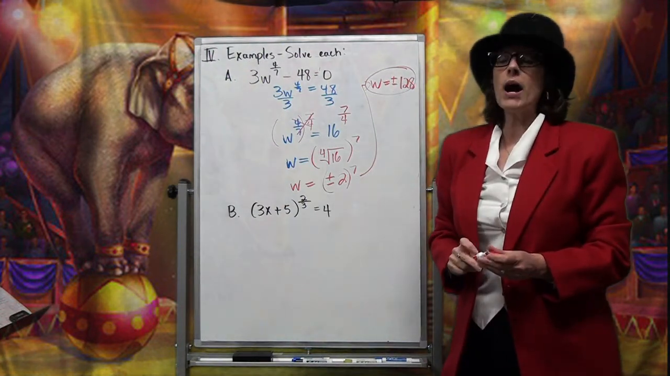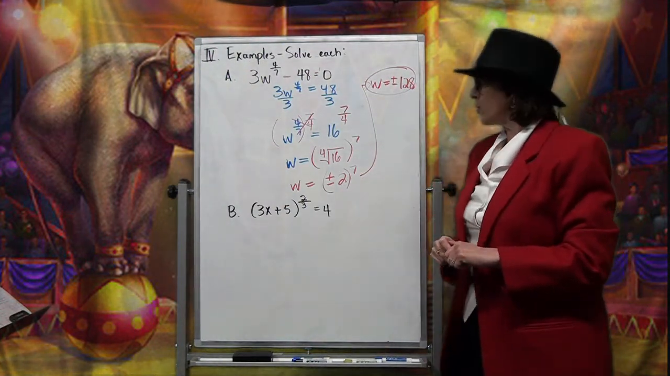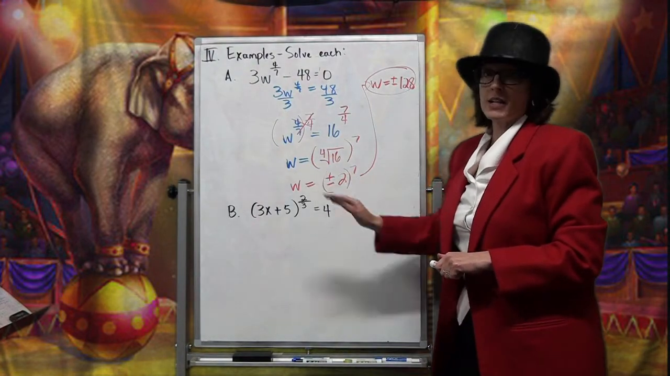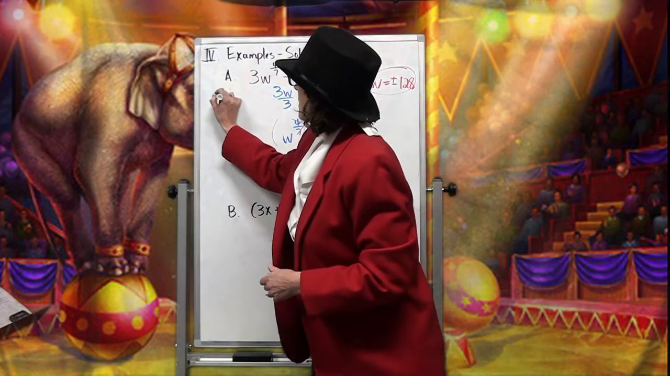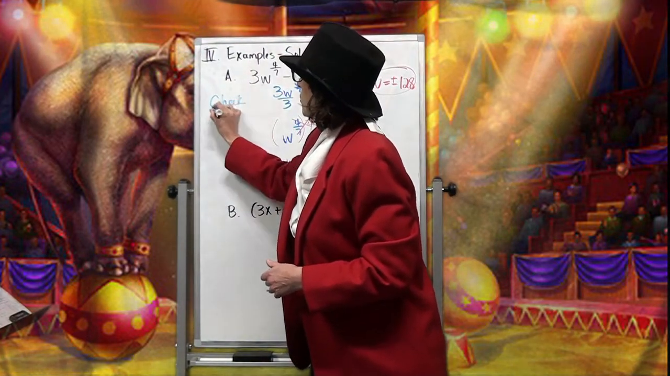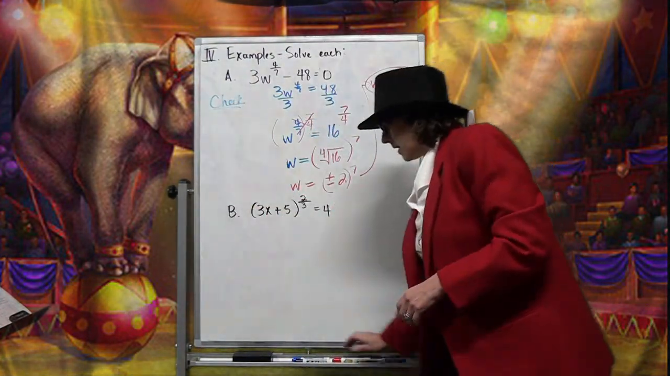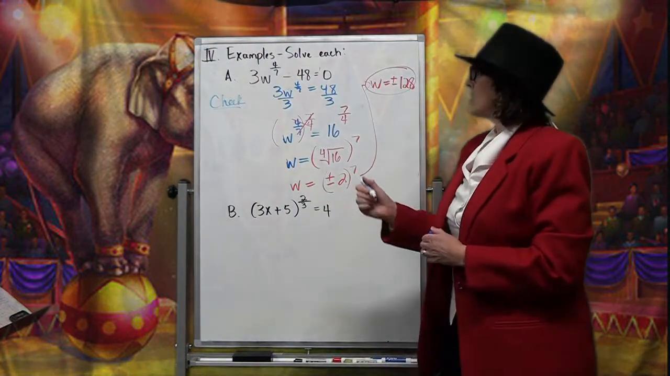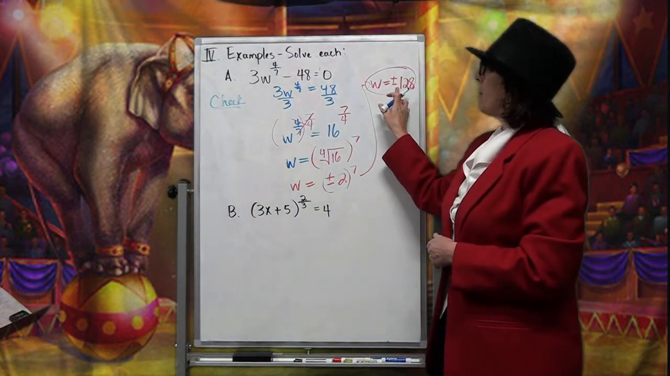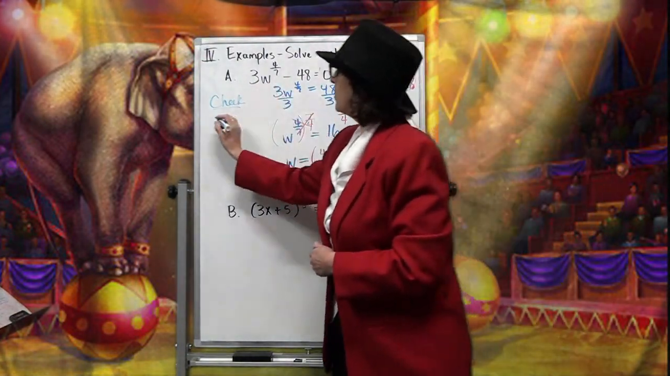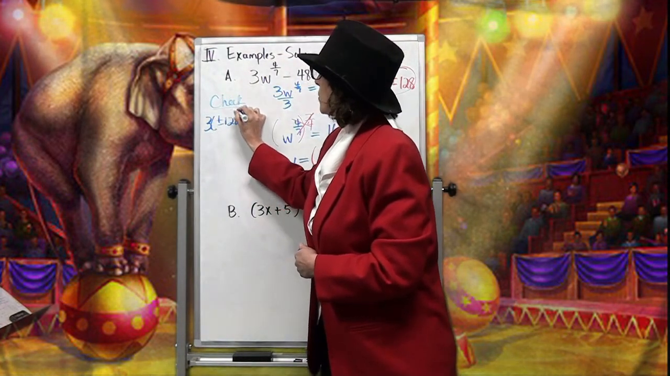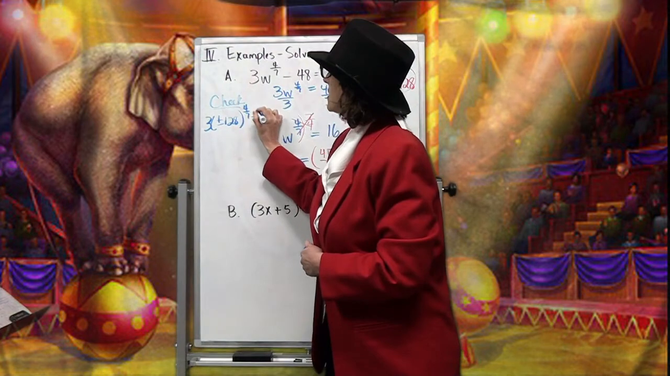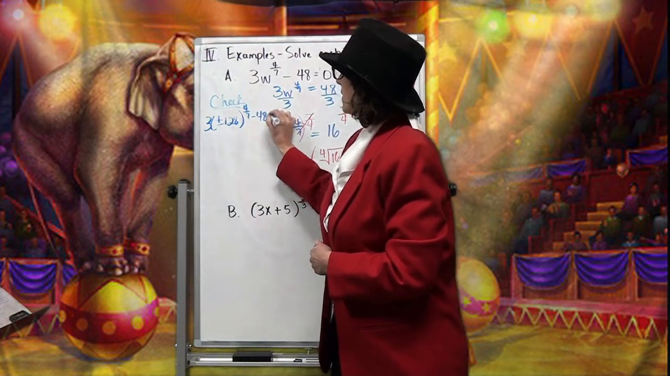But now remember, I do need to check for those extraneous roots because of this idea of taking that square root. So I need to check and see, will they both work? Now, it's very easy to check them both at the same time. So what I'm going to do is take my positive negative 128, put them both in here at the same time. If that's confusing, you can certainly check them individually. But watch how easy it is to check them together.